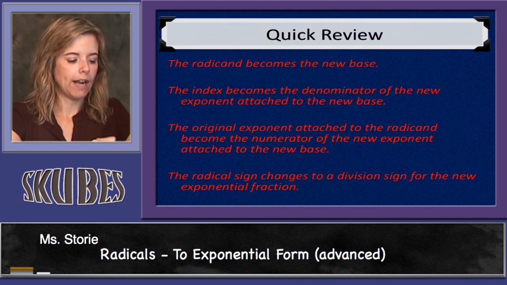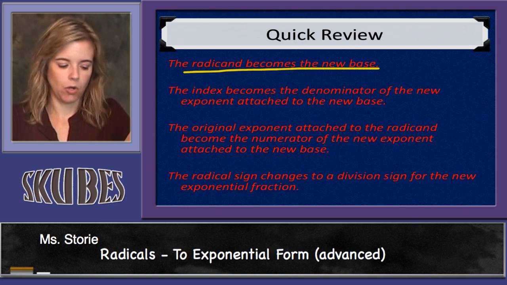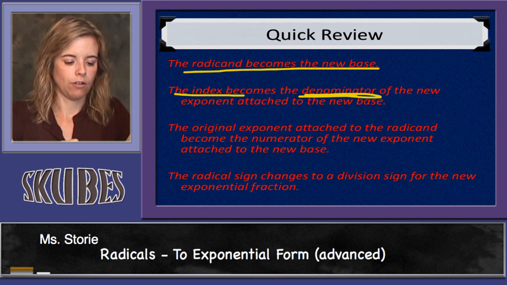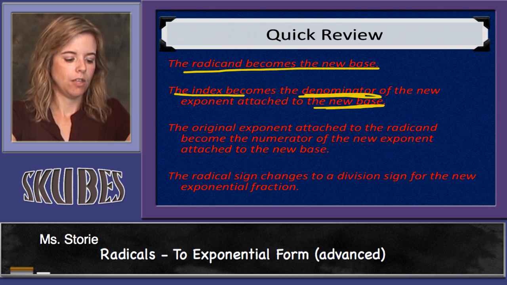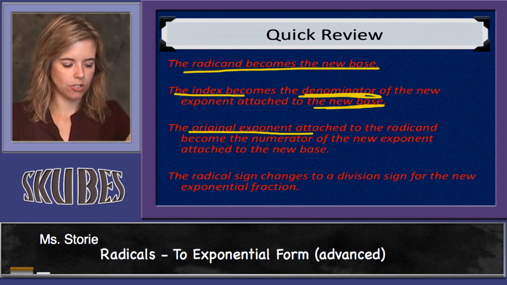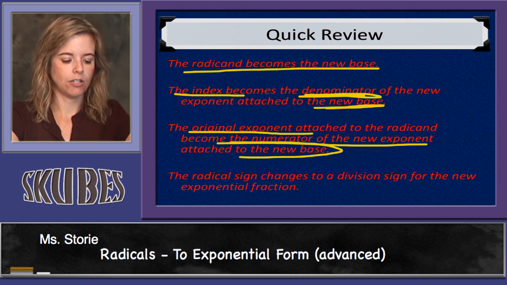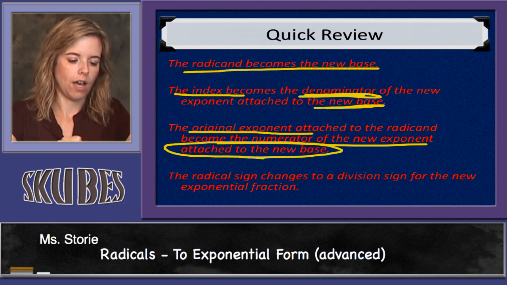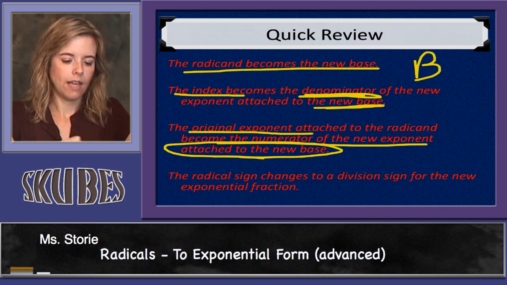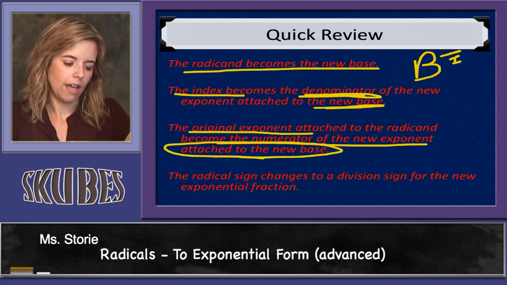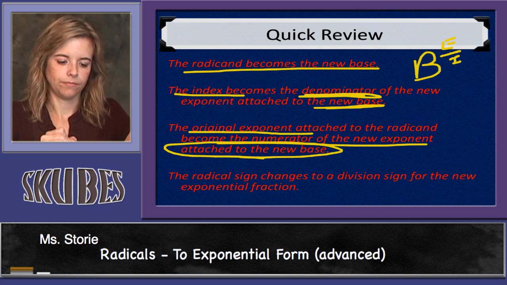Quick review, the radicand becomes the new base, the big number. The index, that teeny tiny number, becomes the denominator for the new exponent. The original exponent that's attached to the radicand becomes the numerator of the new exponent that's attached to the new base. So you've got the big number, the index, that teeny tiny number, becomes your denominator. And then the exponent that was originally there is your numerator.